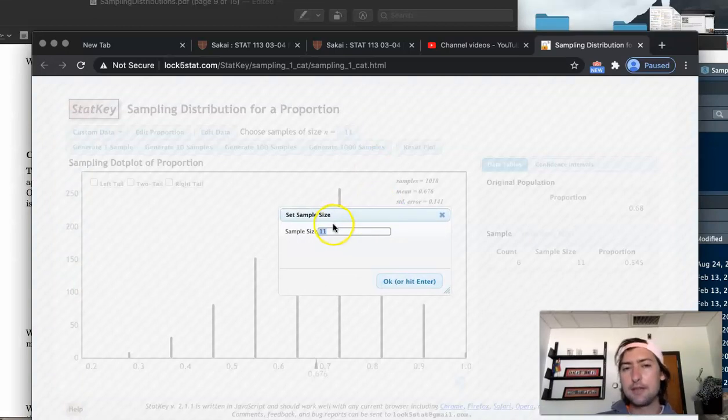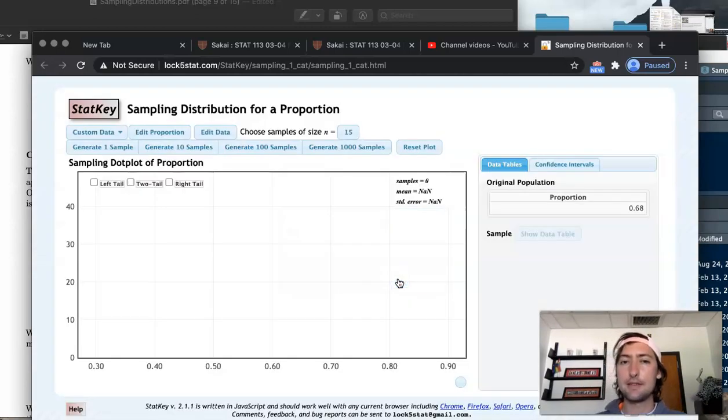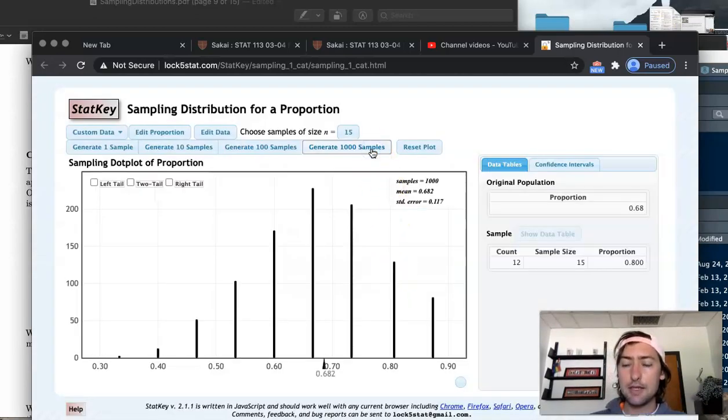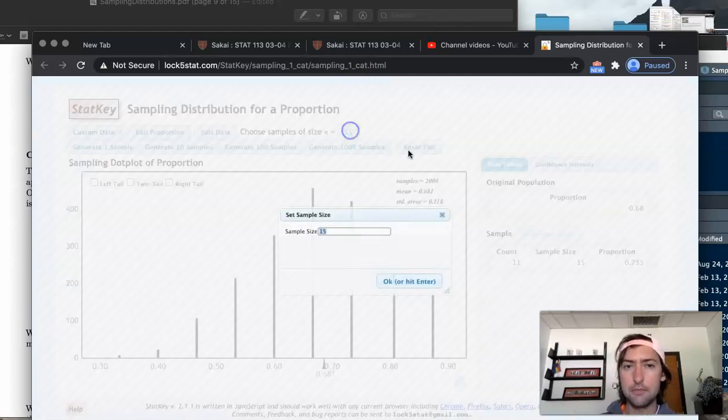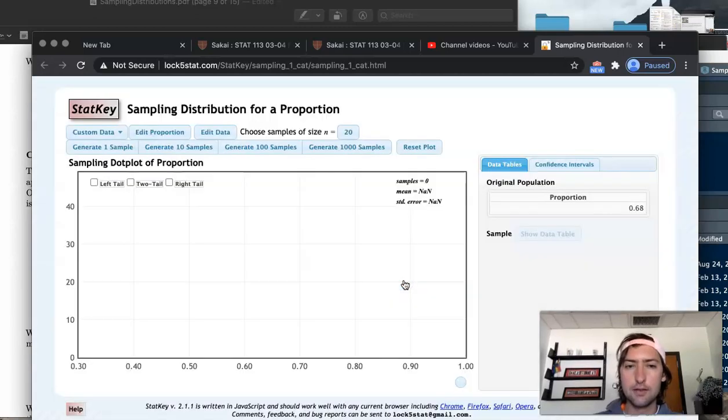You should be able to mess around and investigate, slowly increasing the sample size until you think that the sampling distribution is approximately normal. I just tried 15. It still has the slight left skew, so I'm going to give that a thumbs down. That's going to be a no from me, and we're going to increase it a little bit more.